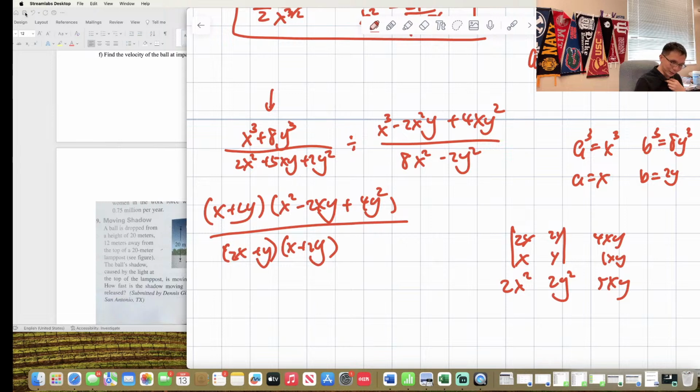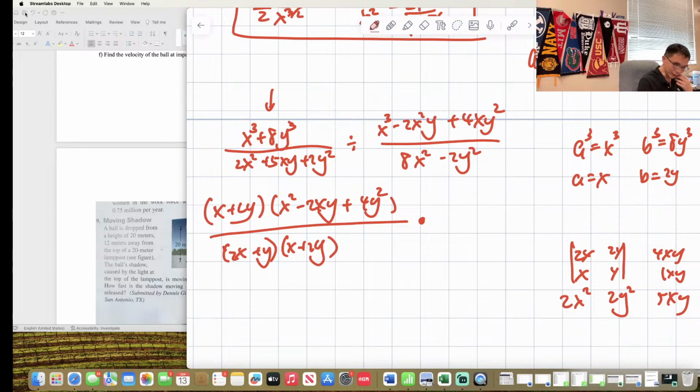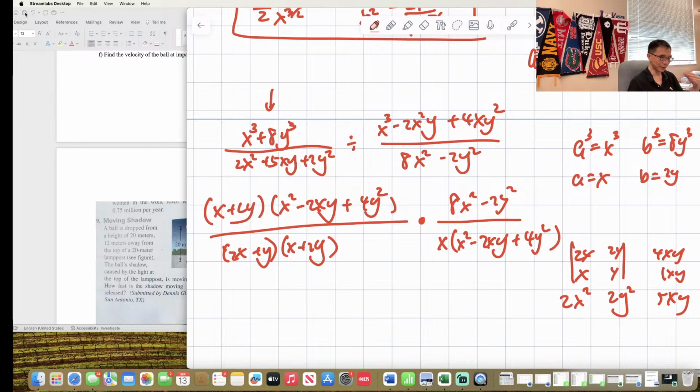Now I am gonna do this times. I'm gonna keep, change, flip first. So I am gonna change this. So it'll be x squared minus 2y squared. And this one I can factor out x, I believe. So that's gonna be x squared minus 2xy plus 4y squared. Is that okay? I factor out x because they all have an x term.